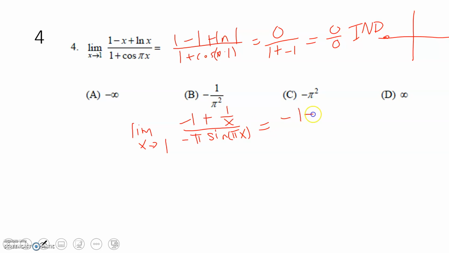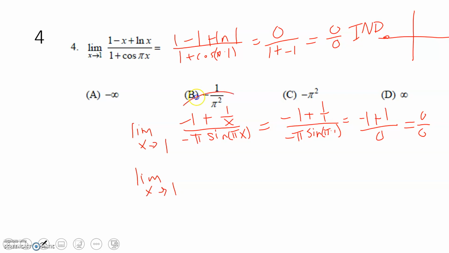So we get negative 1 plus 1 over 1, over negative pi sine of pi times 1, which gives us negative 1 plus 1 over negative pi sine of pi, and sine of pi is 0. So once again, we get 0 over 0. Because once again it's indeterminate, we're going to apply L'Hopital's rule again, and take the derivative again of the numerator and denominator.